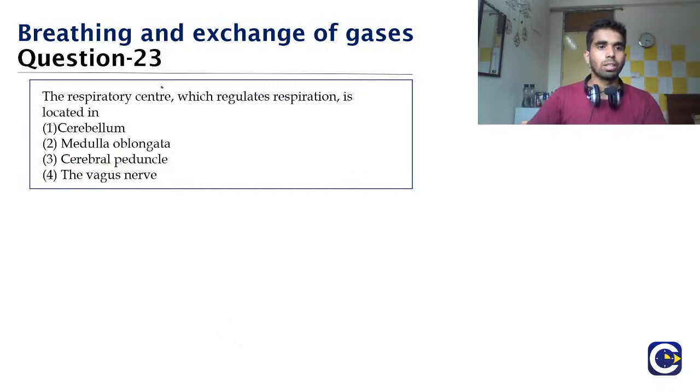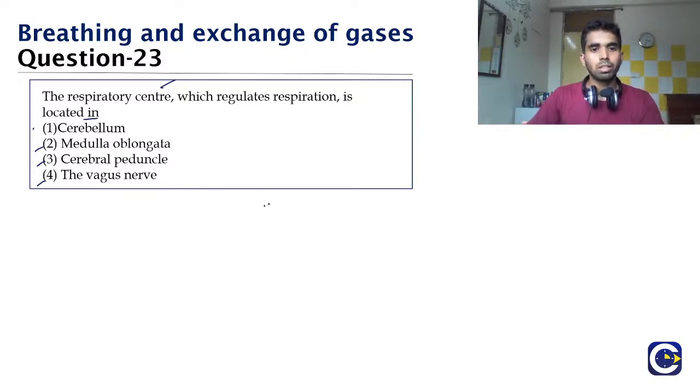Now going to question number 23. The respiratory center which regulates the respiration is located in. Although we have discussed it, it is a bonus question for all of you because it is simple. Option 1, cerebellum. Option 2, medulla oblongata. Option 3, cerebral peduncle. And option 4, the vagus nerve. So what will be the answer over here?